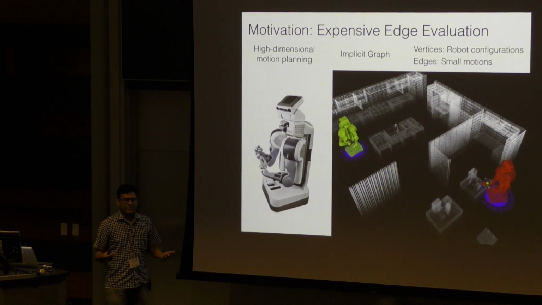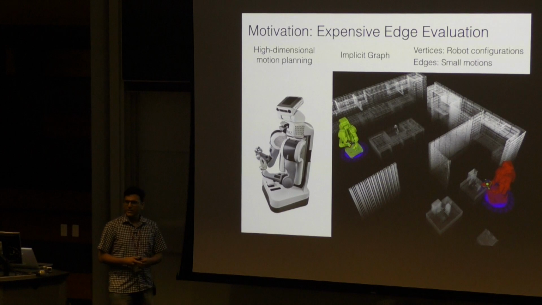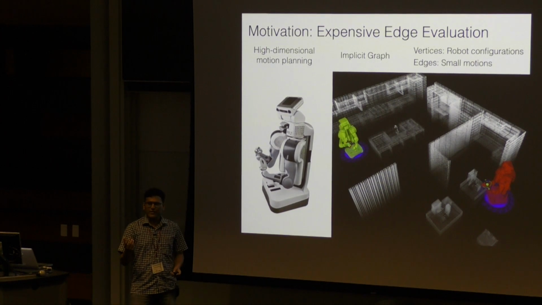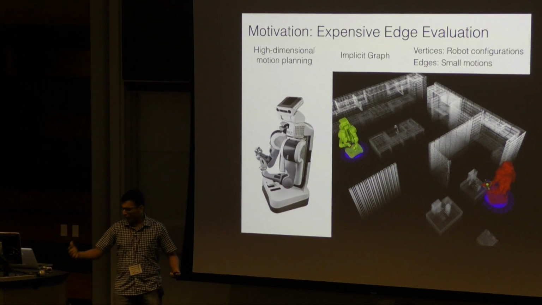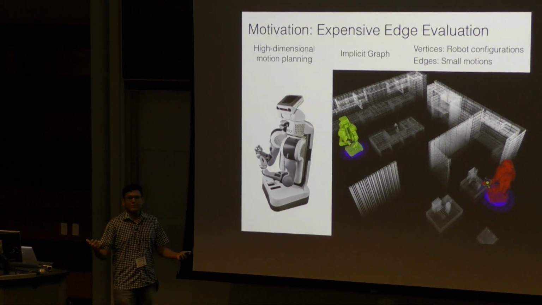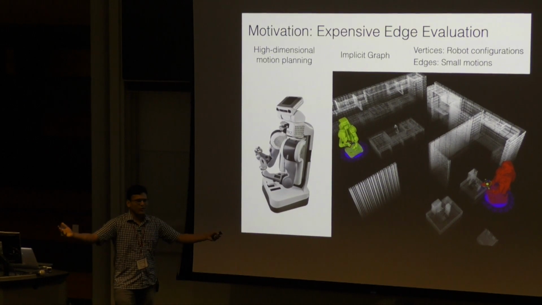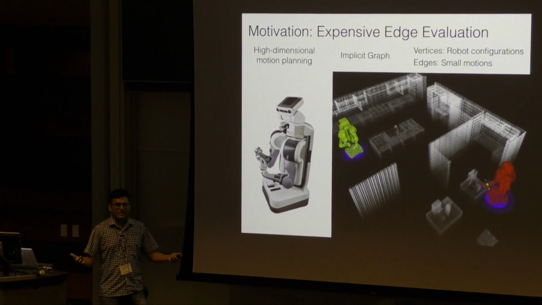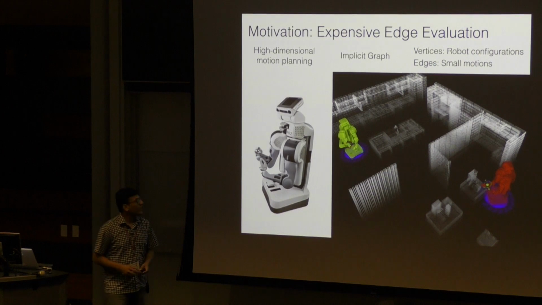And then the way we represent the problem is as a graph search problem in which each vertex in this graph corresponds to a robot configuration, and edges correspond to small motions the robot can take. Okay. And this is an implicit graph. We're not going to construct the whole graph up front because that's a lot of states and it takes a lot of memory to store.